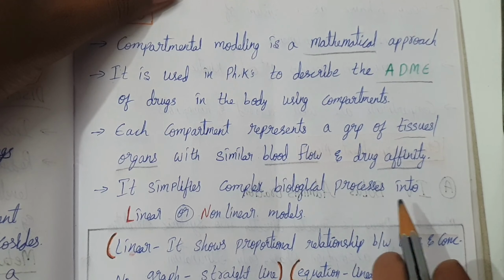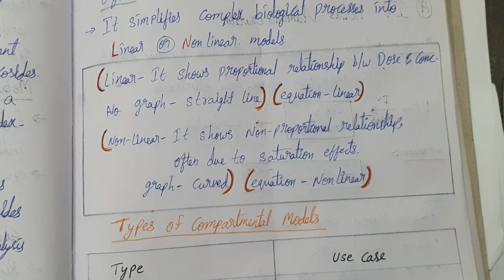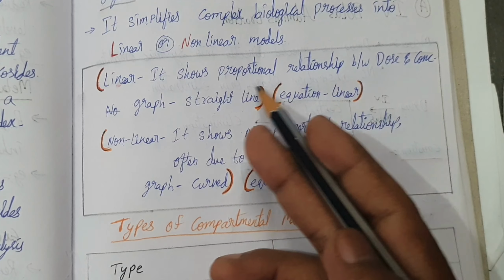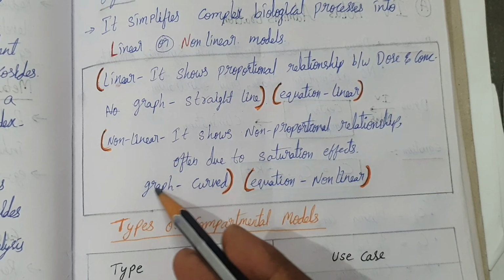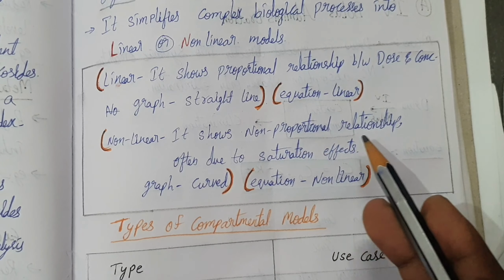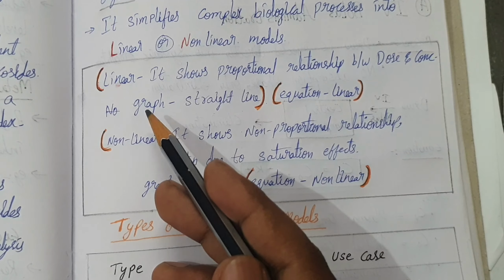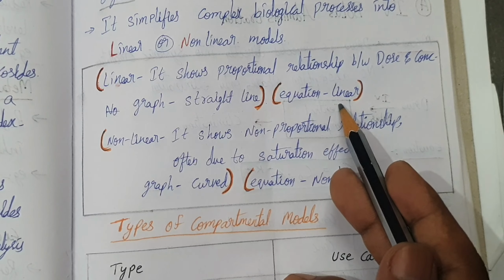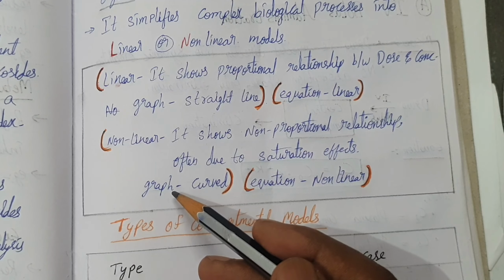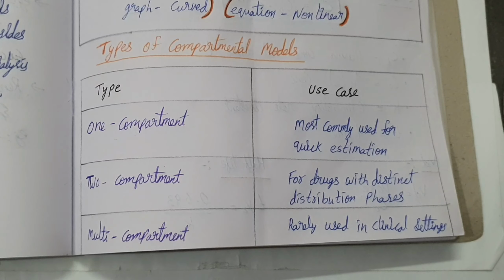complex biological processes into linear and non-linear models. Now linear means a proportional relationship between dose and concentration, while non-linear is a non-proportional relationship. It is often due to saturation effects. In linear, the graph will be a straight line and the equation will be linear, while in non-linear, the graph will be curved and the equation will be non-linear.